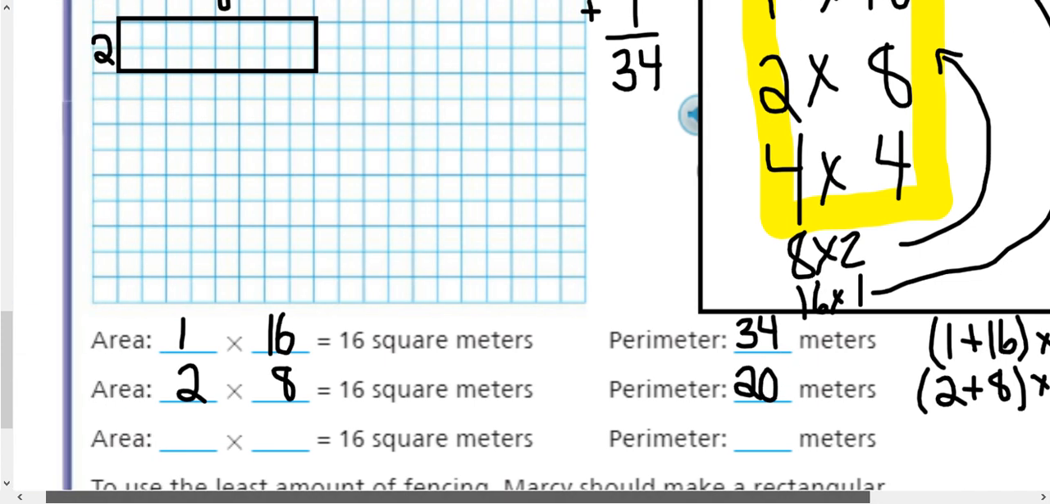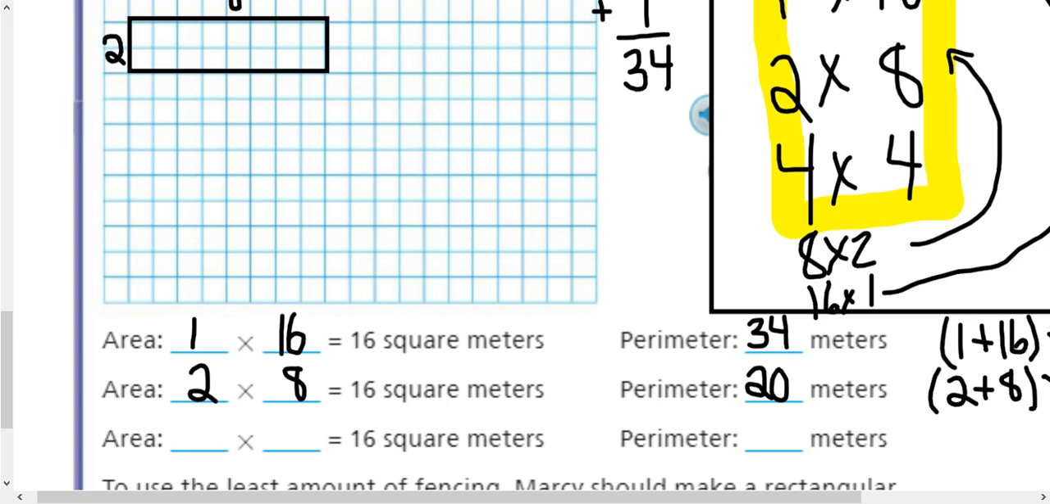And then our final one was a 4 by 4. So we've got a 4 by 4 right here. 4 right here, and right there. All right, count those up. We would have 16 in there. Okay, and then we could go ahead and take 4 plus 4, 4 plus 4.